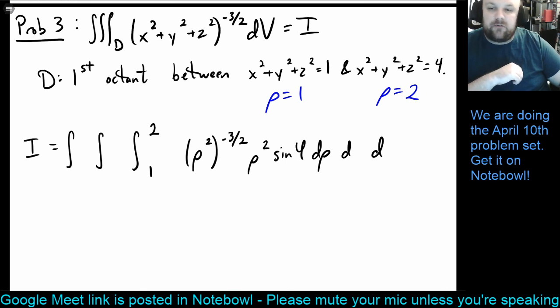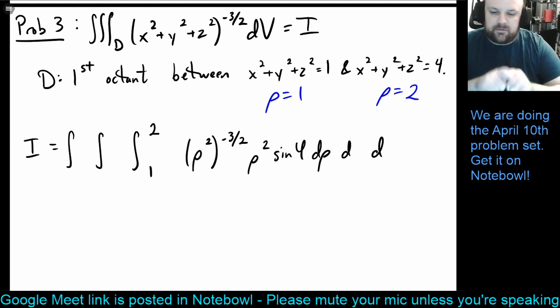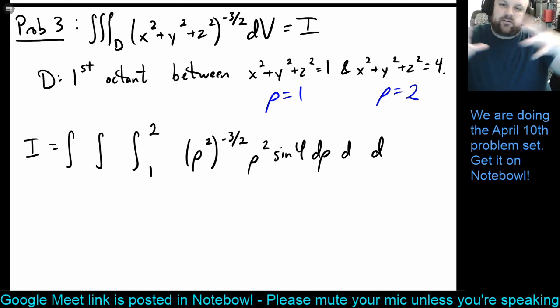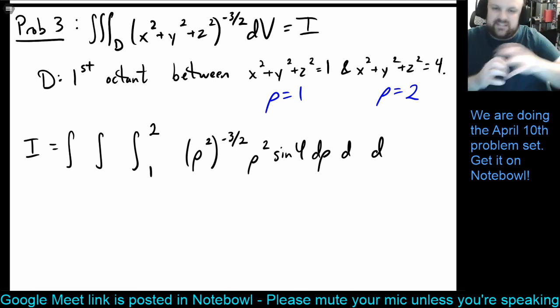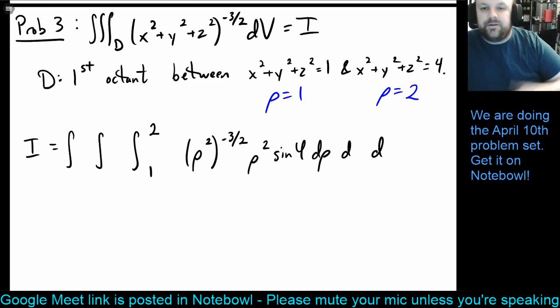And again, remember how rho works. Rho works similar to how r does in polar coordinates. In the 2D plane, you visualize r as starting at the origin and expanding outward. That's exactly how rho functions in 3D space. It starts at the origin and grows outward. As it grows outward, the first thing you hit is the sphere rho equals 1, and then it keeps growing until you hit the sphere rho equals 2. Let's do the order d theta d phi.